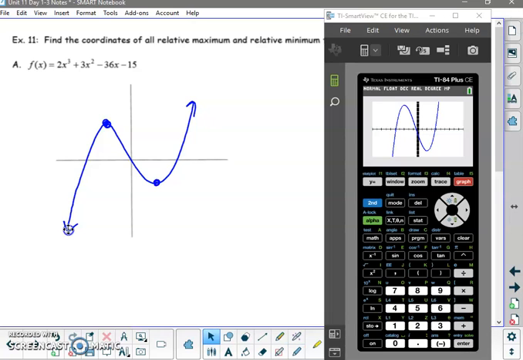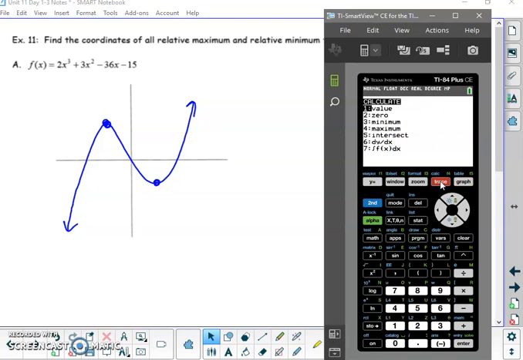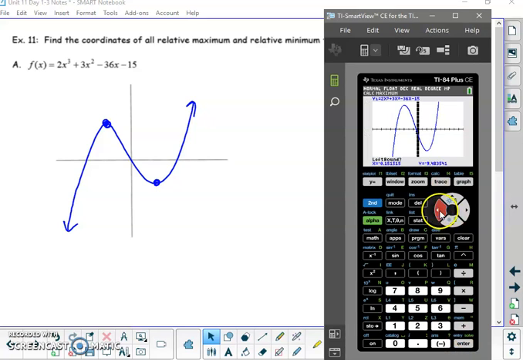Well, there's no real shortcut way to do this. On your calculator, you have to do second calc, and let's find our maximum first. Usually it's quicker to go left to right. Now it's going to prompt you. It's going to say left bound. So you just have to move your cursor to the left of that maximum, hit enter. Move it to the right, hit enter, and then get it close, hit enter. It's got to say maximum. So right here, this is actually negative 3, 66.